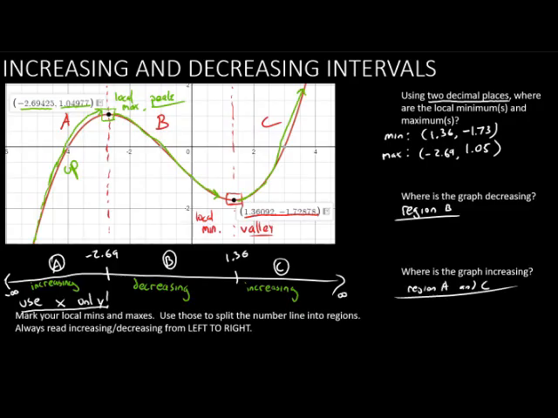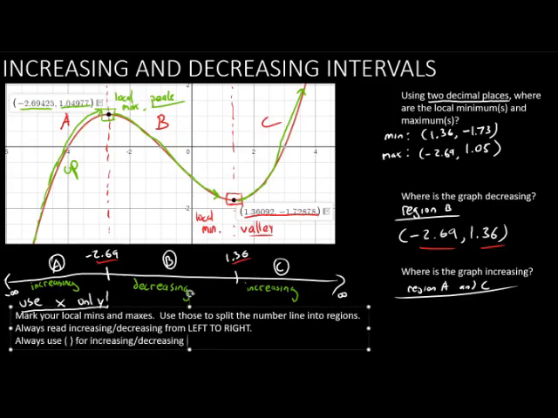To place this in proper interval notation, we'll notice that region B goes from negative 2.69 to 1.36. We will place those endpoints on the left and right in our interval notation because that denotes region B. Also note that when we do increasing and decreasing intervals, we will always be using parentheses, never square brackets.